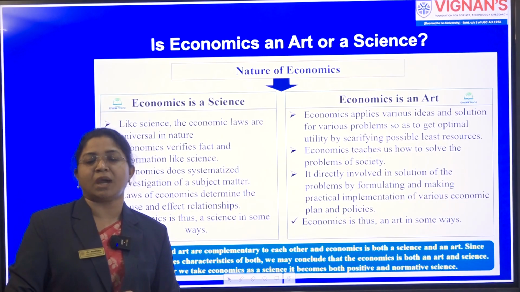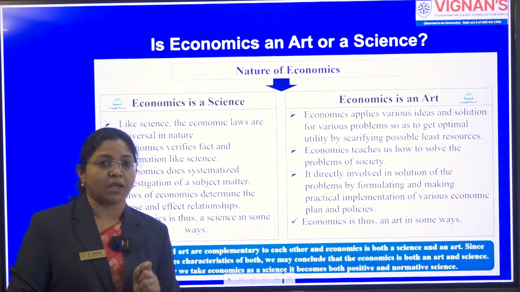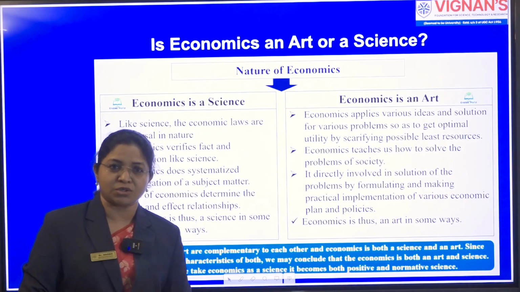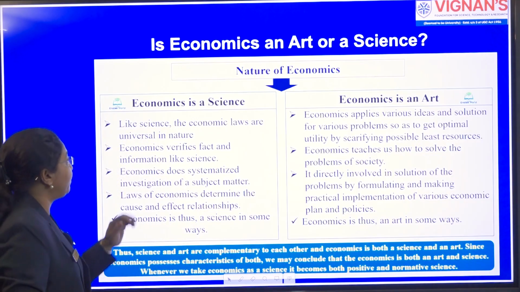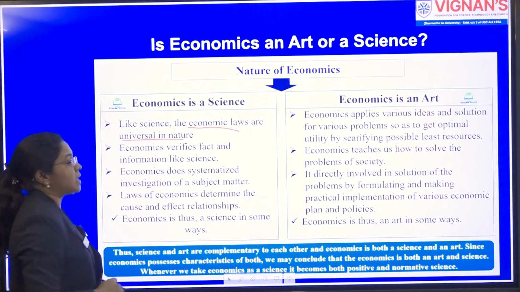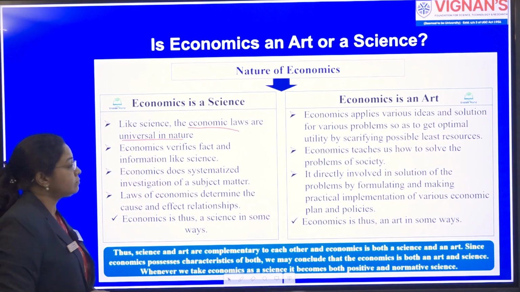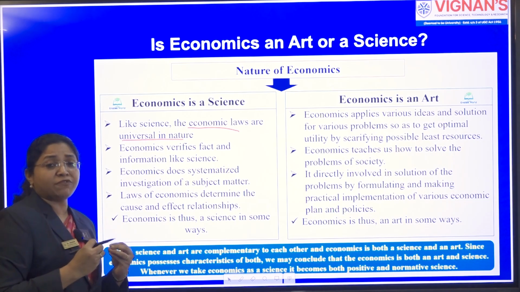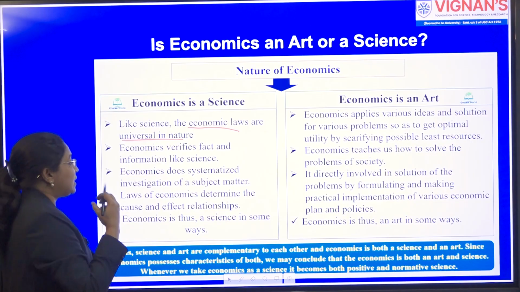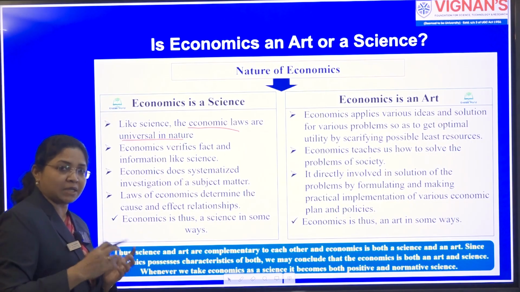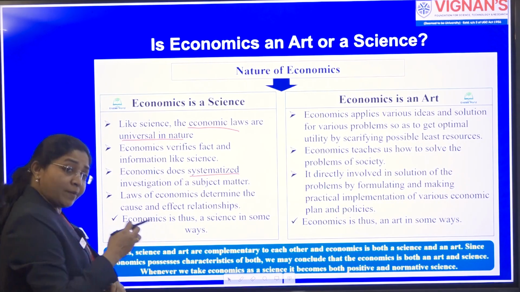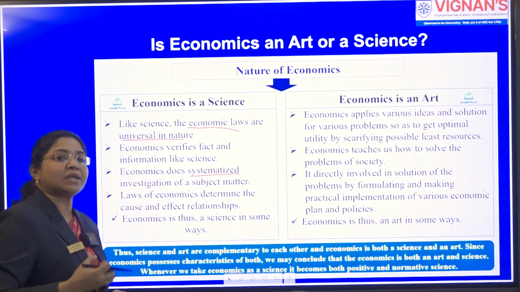In the same manner, in microeconomics, we have the law of demand which says as price increases, demand decreases, and it is a universal fact, we cannot change it. So, in the same manner, like science, economic laws are universal in nature, and economics verifies the facts and information like science, with evidence, and all this is done in a systematic manner. Science is a systematic study, so economics also has this aspect of systematic study.